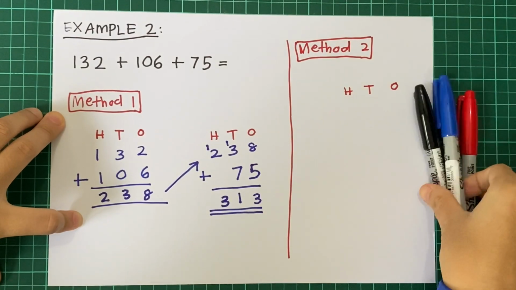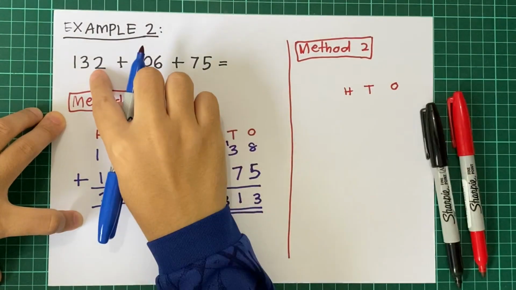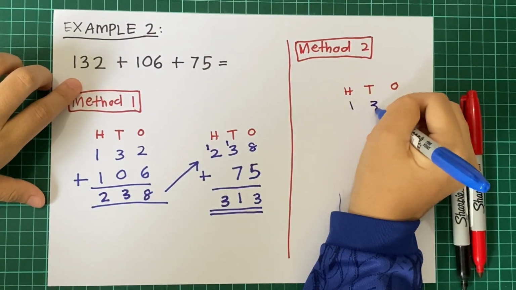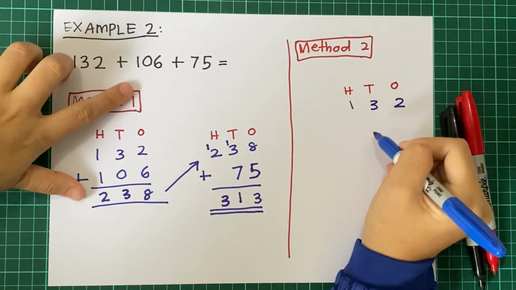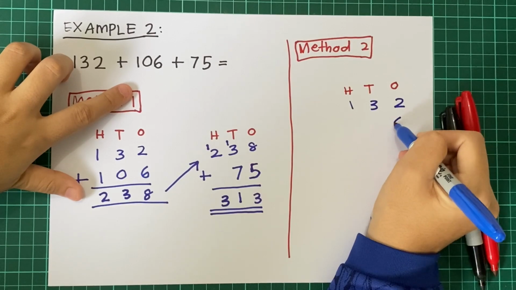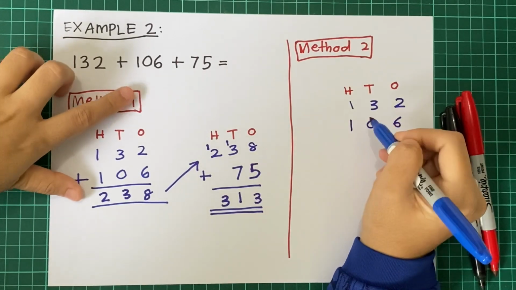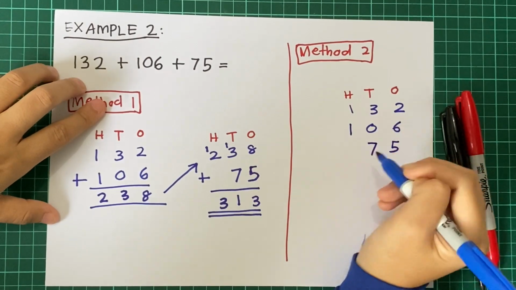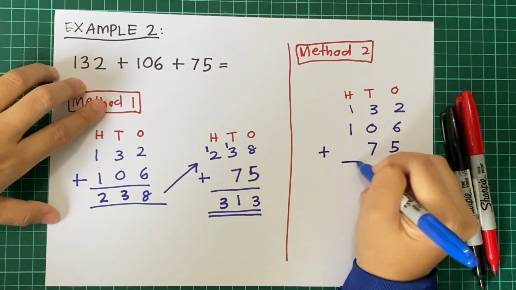So, write down all the three numbers. Start with the first number, 132. With the second number, 106. And then, with the last number, 75. You plus all these numbers all together.